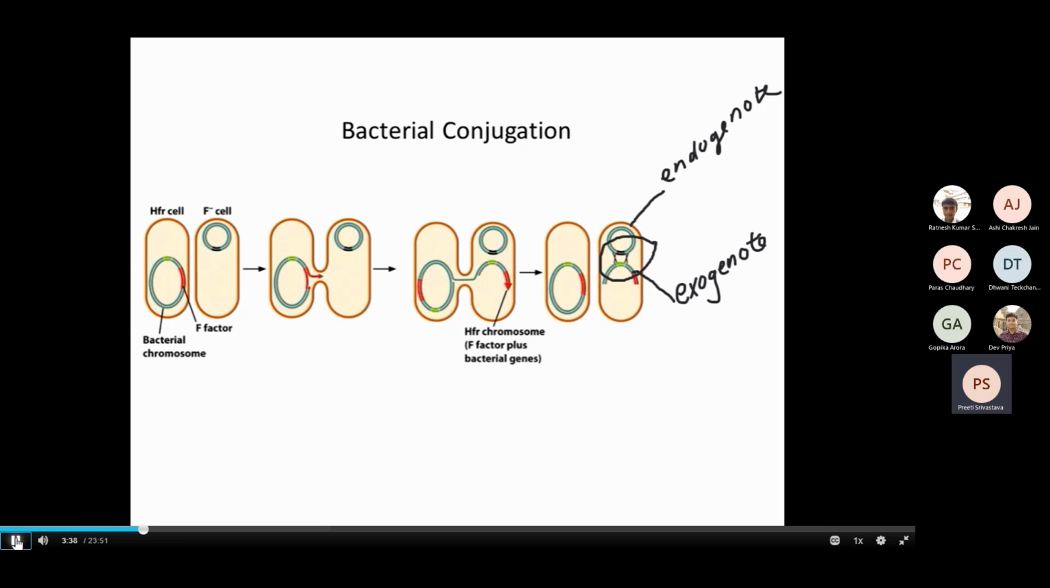And so at this current stage, the cell has two copies of one segment of the DNA. One copy is part of the endogenote and the other copy is part of the exogenote, resulting in what's called a partial diploid, or merodiploid.